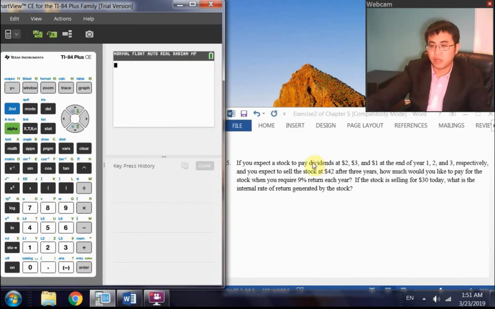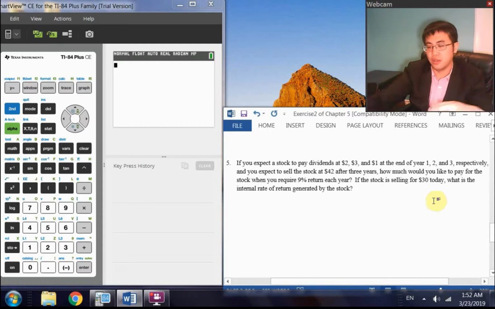If you expect the stock to pay dividends at $2, $3, and $1 at the end of year 1, 2, 3 respectively, and expect to sell the stock at $42 after 3 years, how much would you like to pay for the stock when you require 9% return each year? Okay, so that's question number 1. And question number 2, if the stock is selling for $30 today, what is the internal rate of return generated by the stock?